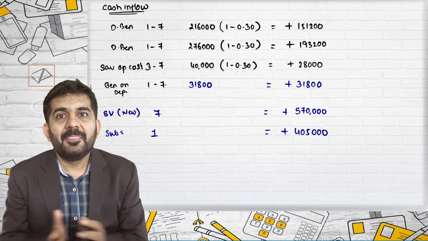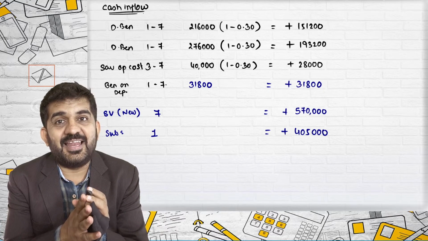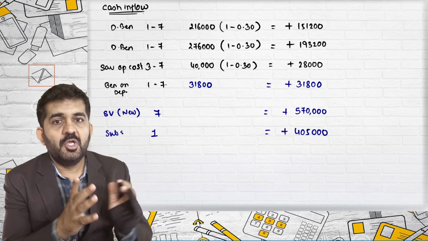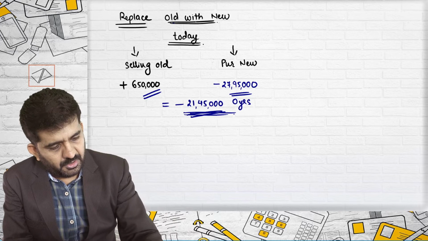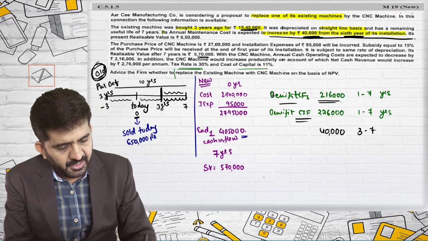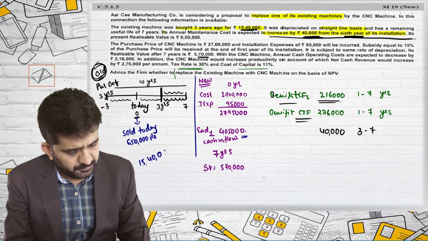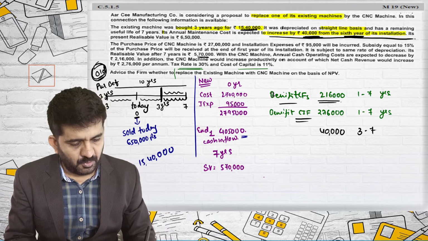One more. We are selling the old machine today. Sir, it is SLM method. Yes, but you are selling it before your period. What depreciation are you providing for the old machine? Let us consider the old machine. At what cost was the old machine purchased? 15,40,000. Up till today, how much depreciation would have been calculated?